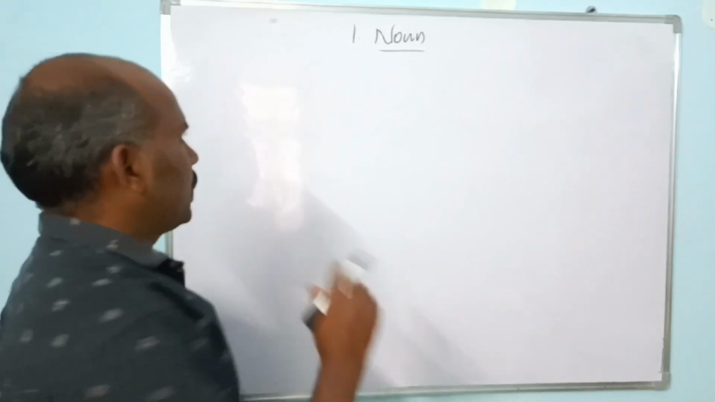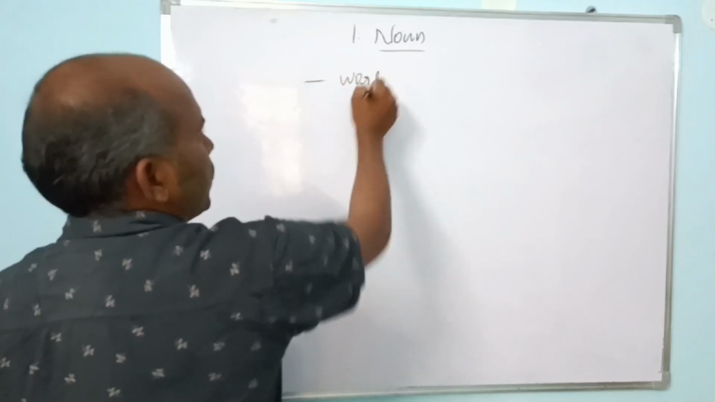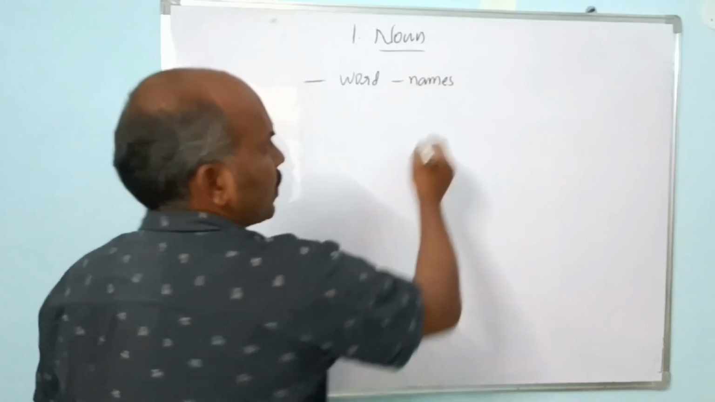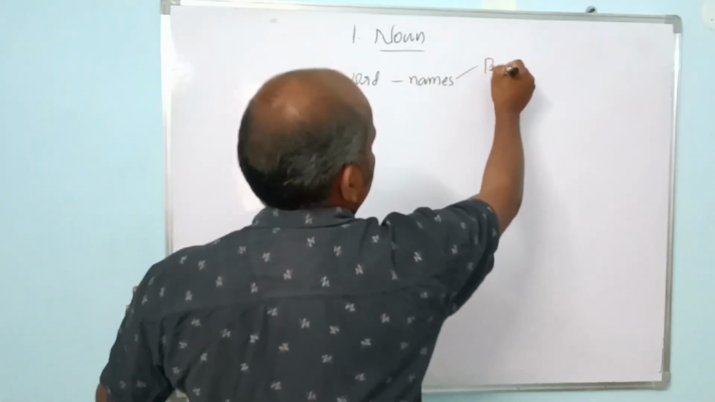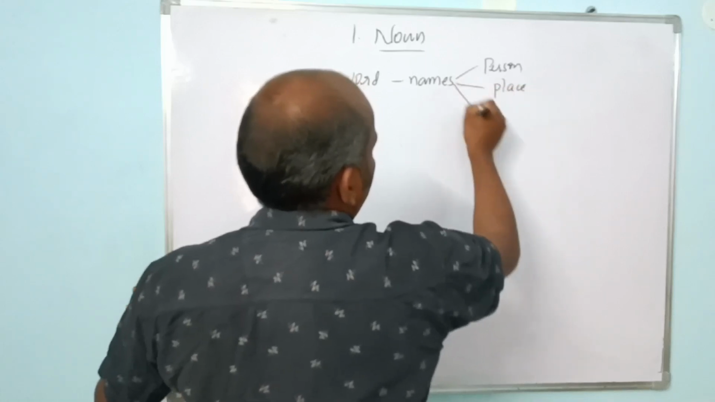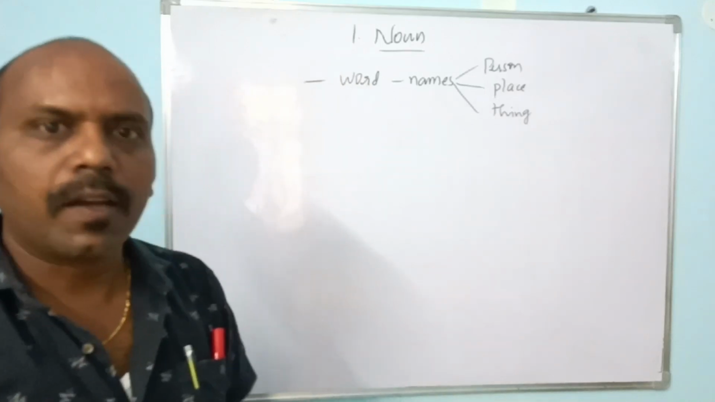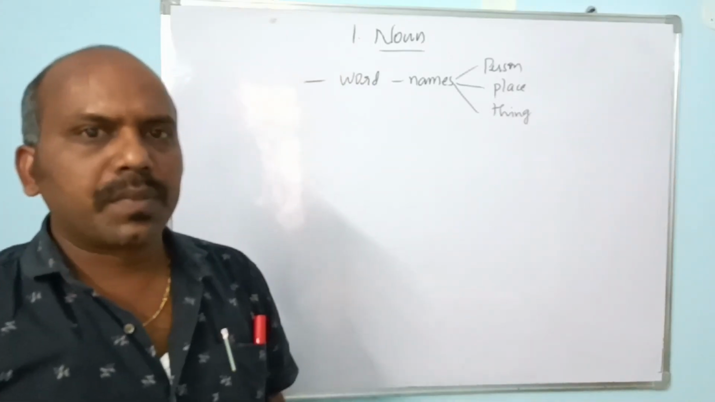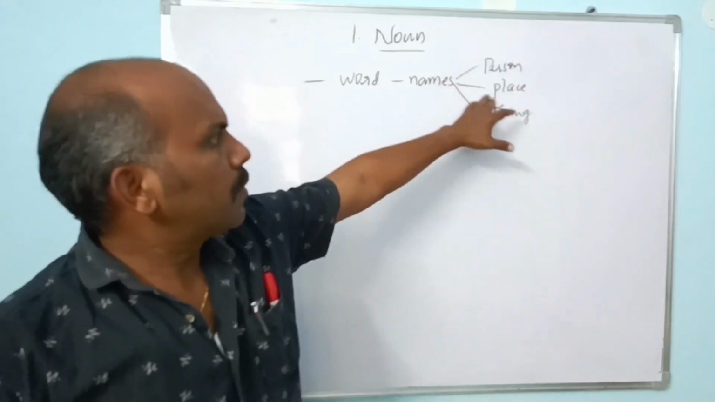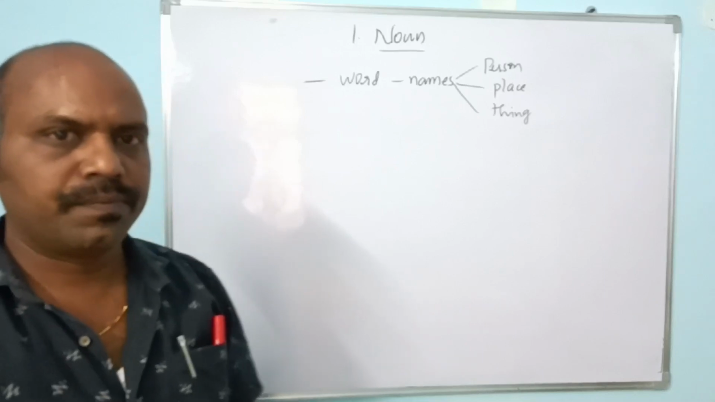First, what is a noun? A noun is a word which represents names. Names of a person, place, or a thing. Right? Any word which represents the name of a person or a place or a thing is called a noun.